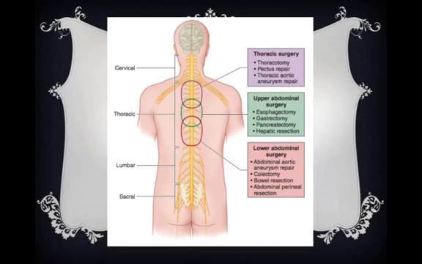As you can see here, the upper thoracic segments can be used for thoracic surgery, such as a thoracotomy, a pectus repair, and a thoracic aortic aneurysm repair. The mid-thoracic segments are used for upper abdominal surgery, such as an esophagectomy, a gastrectomy, pancreatectomy, and hepatic resection. And the lower segments of the spinal cord and the correlating nerve roots are used for lower abdominal surgery, such as an abdominal aortic aneurysm repair, a colectomy, bowel resection, and an abdominoperineal resection.